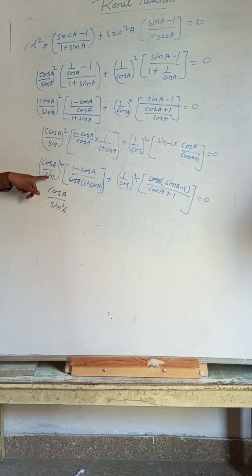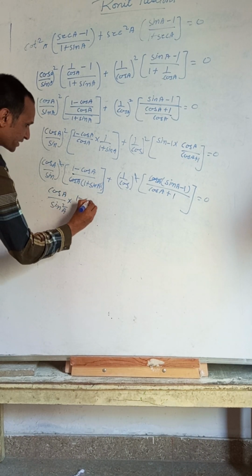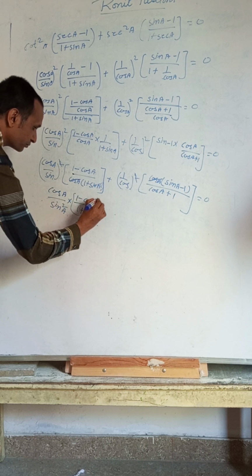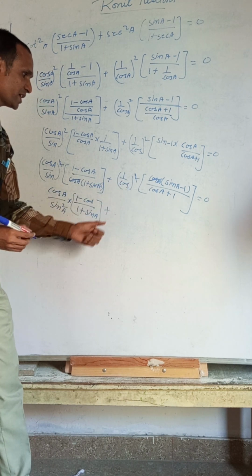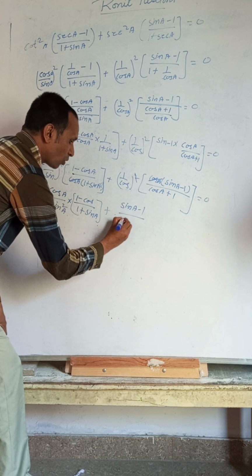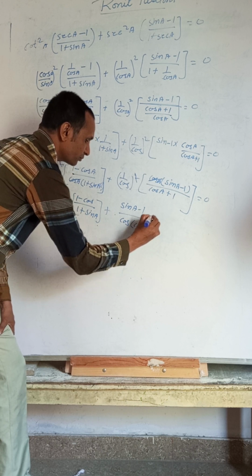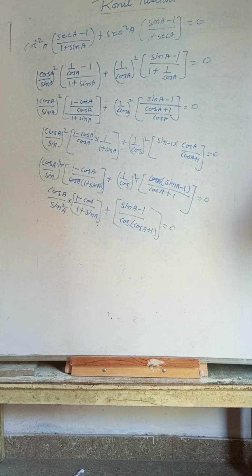Sin square A. Here the square for the cos only is cancelled. Sin is there, into this one, 1 minus cos A by 1 plus sin A. Plus this side, what? Cos is there downside, in multiplication cos is there. So what can we write? Sin A minus 1 by cos into cos A plus 1 is equal to what? Is equal to 0, it is written.